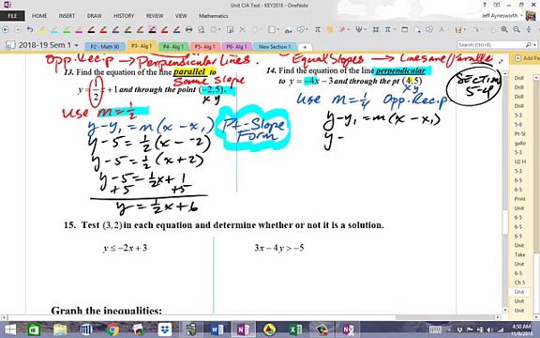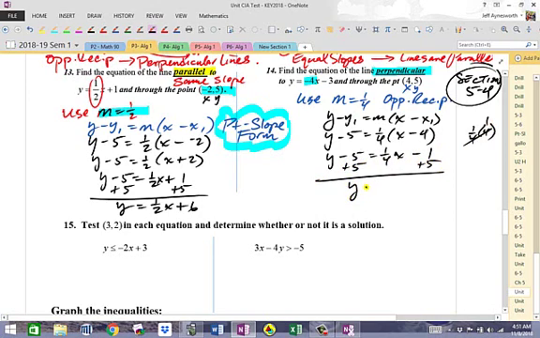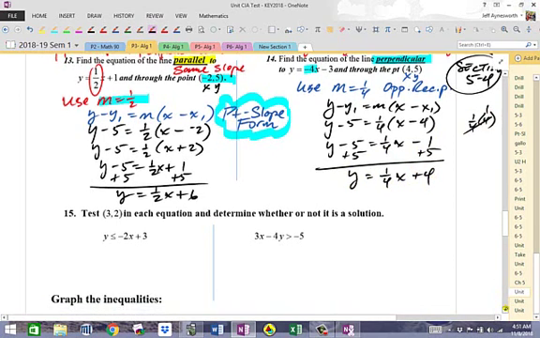Y minus 5 is equal to 1/4 times x minus 4. Distribute through 1/4 times x. 1/4 of 4 is 1. Add 5. And you get y equals 1/4 x. 5 minus 1 is 4. There we go, 1/4 x plus 4. That's what I was counting on. Okay?